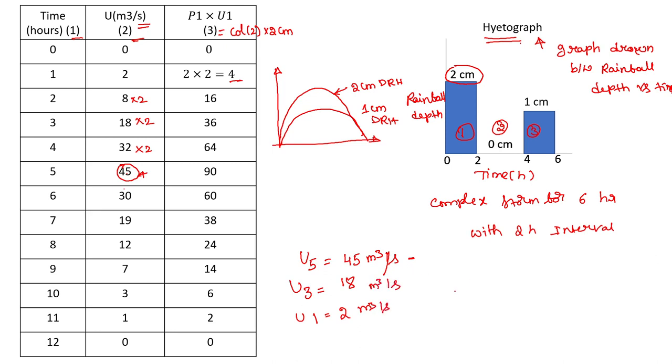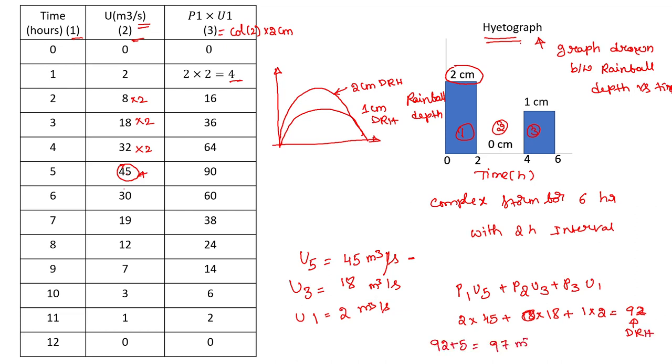Okay, simply what you will do, P1 U5 plus P2 U3 plus P3 U1, nothing but 2 into 45 plus, sorry, 0 into 18 plus 1 into 2. How much? 92. So this will lead to DRH plus 5, which will give 97 meter cube per second. So it can be solved very easily in one line.